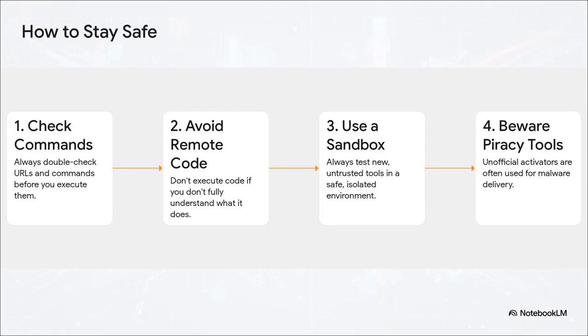So, what can we learn from all this? How do you stay safe? Well, first, and this is the big one from this story, double check your URLs. That one extra second can save you. Second, be really, really careful about running code you just find on the internet. If you're not 100% sure what it does, just don't do it. And if you absolutely have to test something, use what's called a sandbox. It's like a digital playpen that keeps it from messing up your real computer. And finally, just be smart about it. Understand that using tools to get around official software rules often comes with a big security risk.